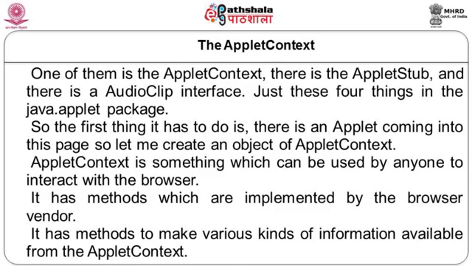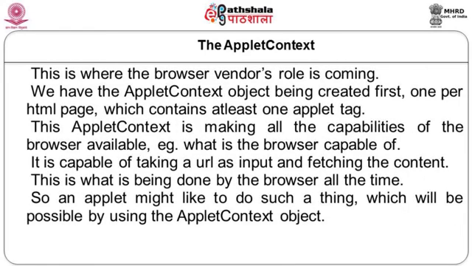Okay, continuing with what we're looking at. The first thing it has to do is, yes, there is some applet coming into the picture on this page, so let me create one object of AppletContext. AppletContext is something which can be used by anyone to interact with the browser. It has methods. Basically, it's an interface so that the browser vendor implements it. Each browser vendor would have its own implementation of the various kinds of information to be made available from the AppletContext. So this is where the browser vendor's role comes in. So we have the AppletContext object being created, one per HTML page which contains at least one applet tag.